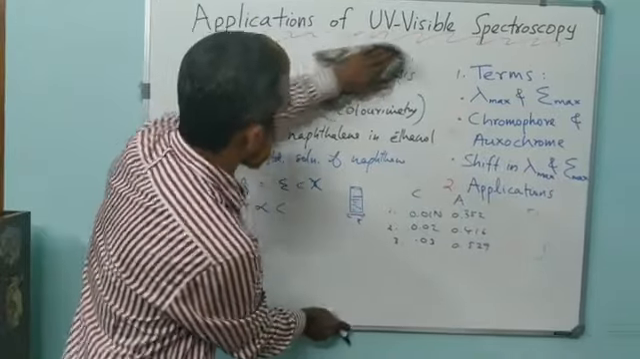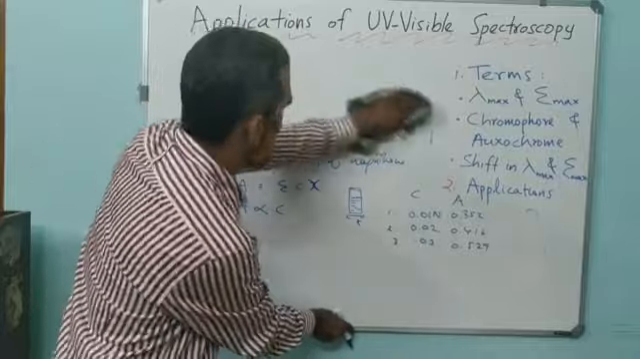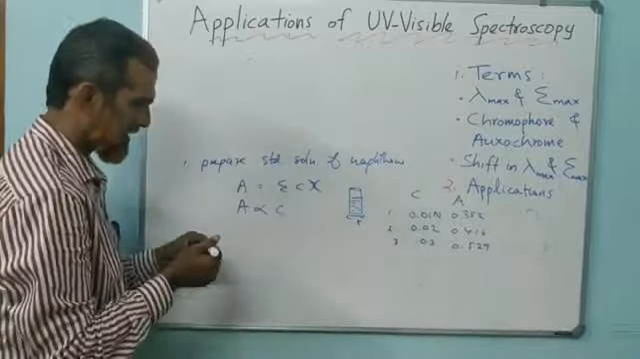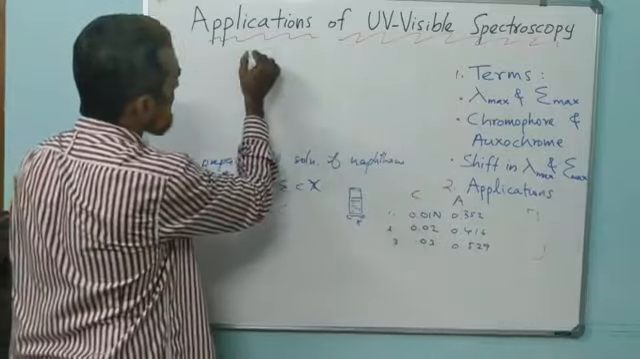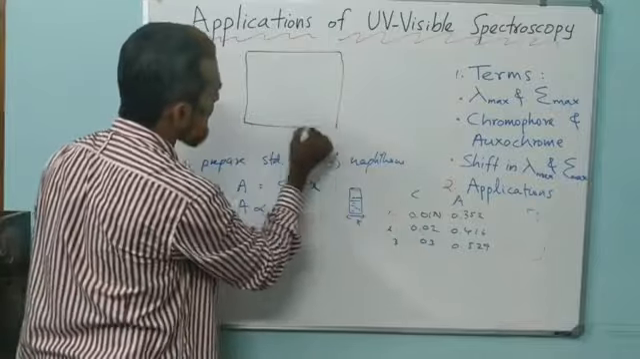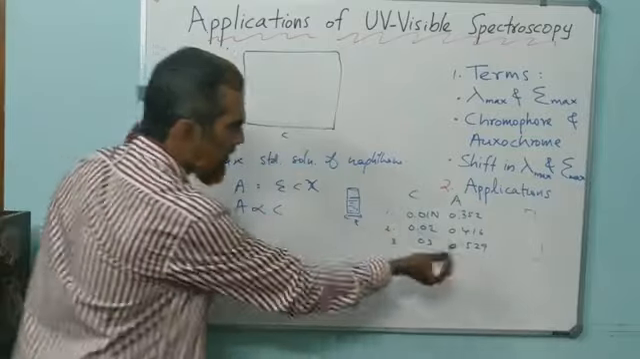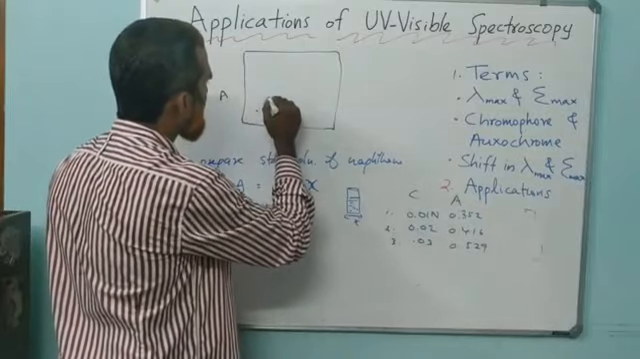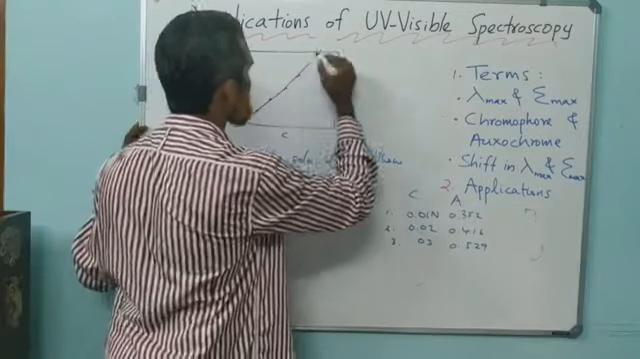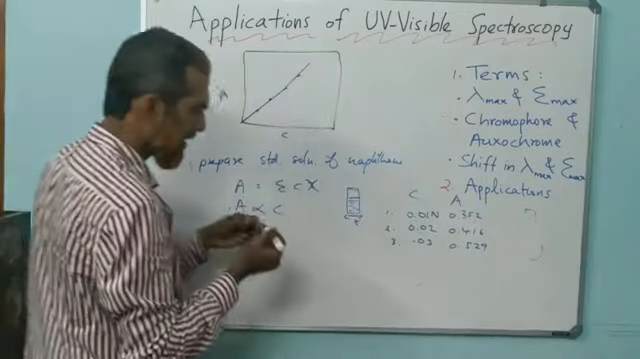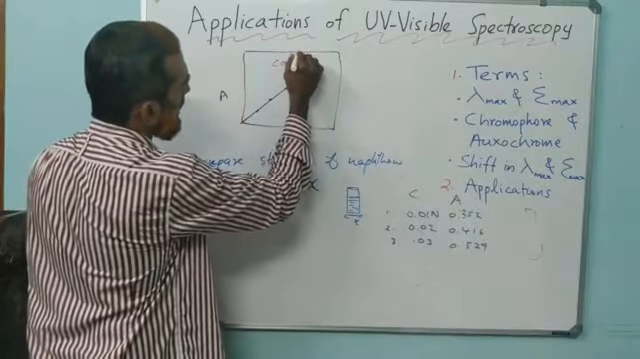Now what you do is you draw a graph, called a standard curve or calibration curve. A graph is plotted between concentration and absorbance. You will get various points like this, and you draw a line passing through the origin. You get a straight line. This is called the calibration curve or standard curve.